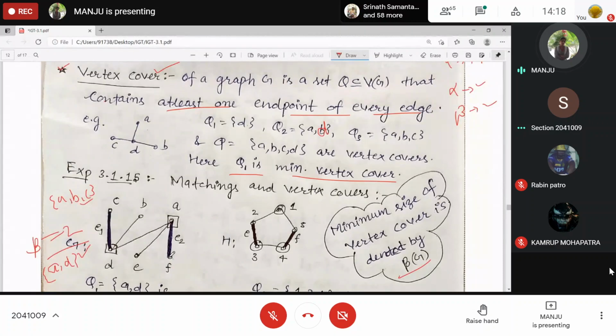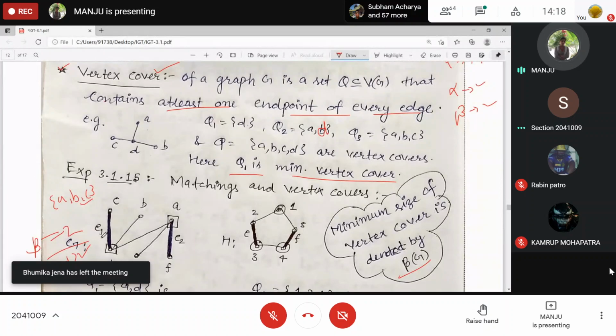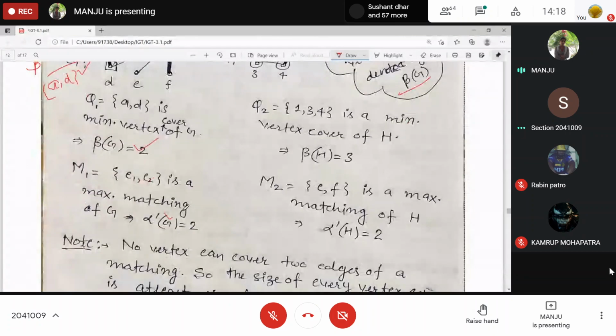Anyways, whenever you have a vertex cover of size 2, that is beta is 2, there cannot be more than 2 independent edges, right? Every edge is incident with either this one or this one, right? So at most there can be how many? 2 edges which are independent. The maximum cardinality is what? 2, no? Beta is 2 and alpha dash is also 2. Clear?